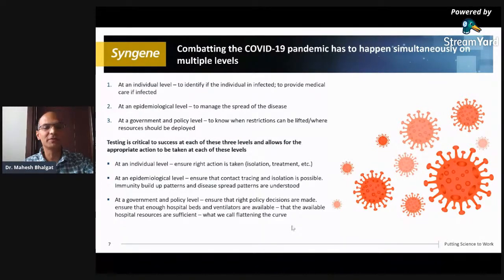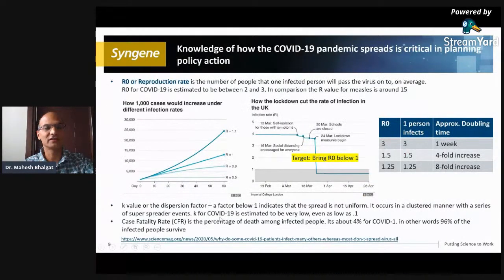If you have too many people that get infected in one go, it will overwhelm the system and people will die or people will suffer from disease simply because we don't have the resources to manage them. Normally they would have survived, but because we don't have the resources to manage them, they will end up not getting the right treatment. And that is why it's very, very important to understand these bits and work towards what is called as flattening the curve.